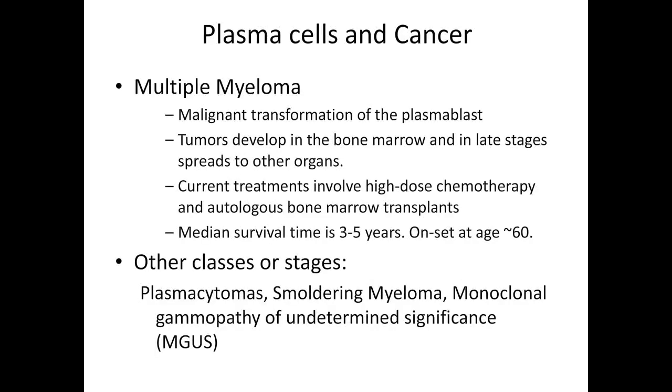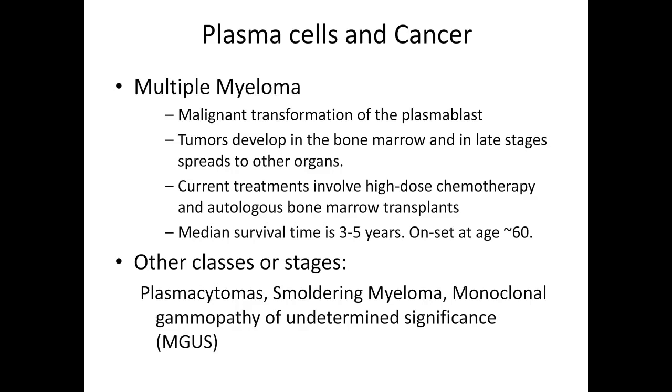Plasma cells are also important in malignancies and various cancers. Most notably is multiple myeloma. This is a malignant transformation of a plasmablast. These tumors develop in the bone marrow, and in late stages they spread to other organs. Current treatments for these diseases are high-dose chemotherapy and autologous bone marrow transplantation, and unfortunately survival is 3 to 5 years.